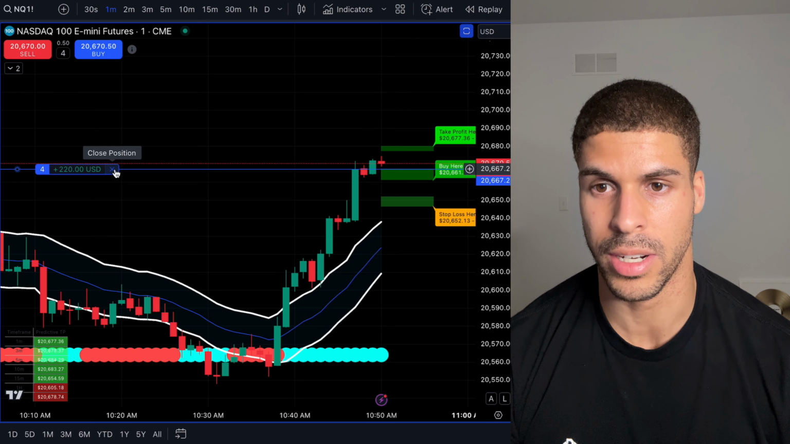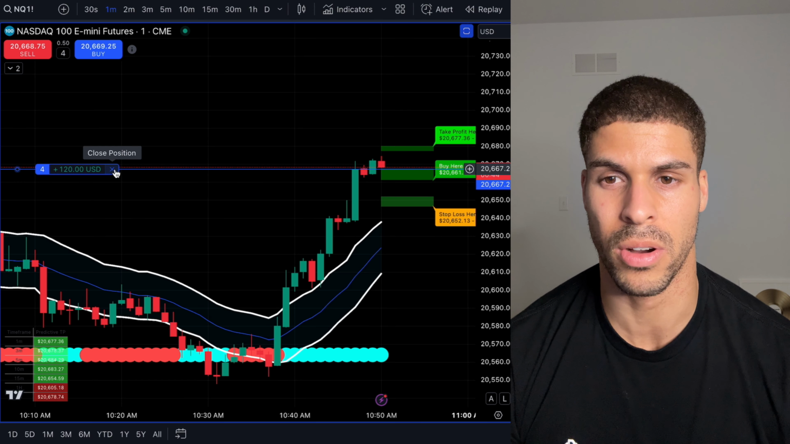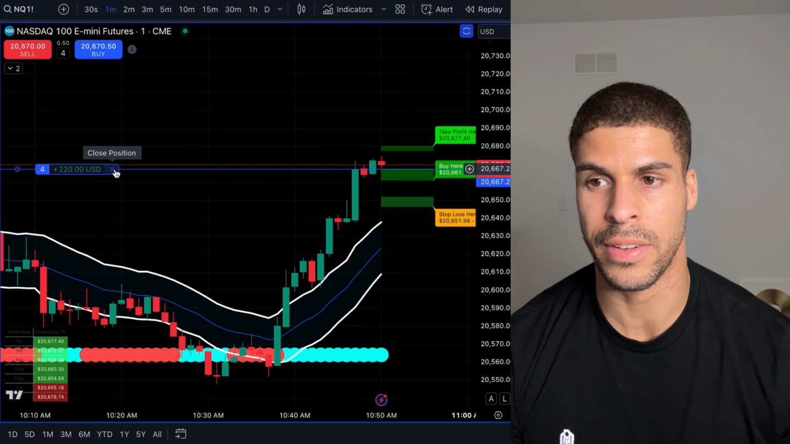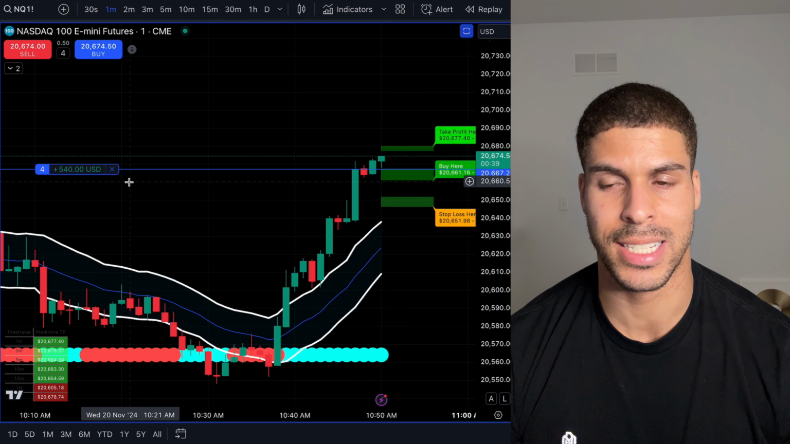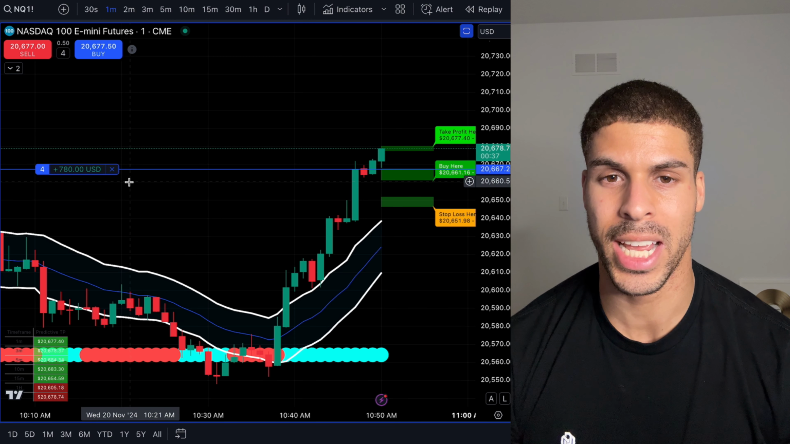So fantastic entry. If you have the right entry, you don't have to worry about a whole heck of a lot here. Price gets closer to break even. And then we really start to take off here in the last 20 seconds of this trade. We get up just over 1,000.